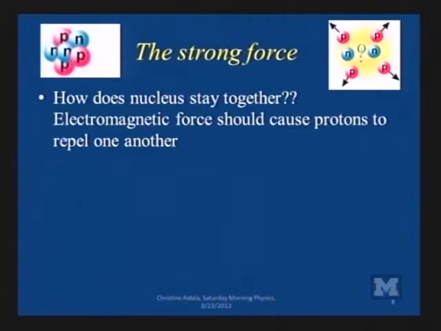So, the strong force, I'd like to talk about the strong force. So how does the nucleus stay together? One of the reasons that people had this plum pudding model of the atom, they thought that the positive and negative charges must be all sort of mixed together and spread out, maybe like a crystal grid or something, so things that are sort of equally spaced to have some minimum energy configuration.